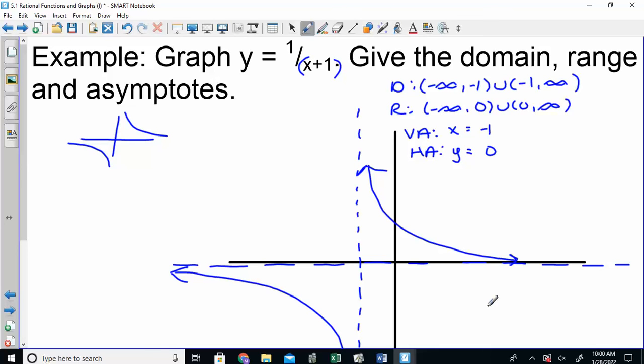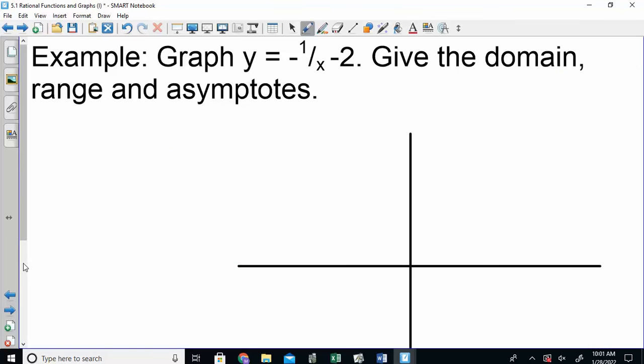So when you move your graph left and right, it will move your vertical asymptote with it. What do you think would happen if we moved up or down? Horizontal. It's going to move our horizontal. Okay, so let's try that.